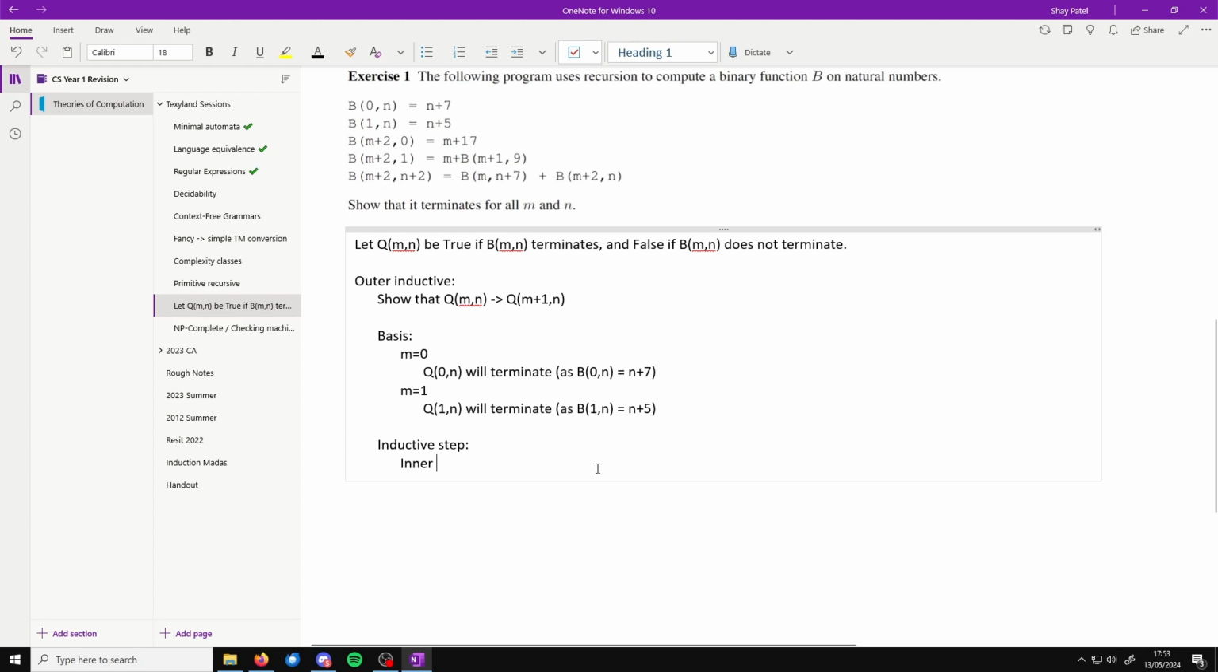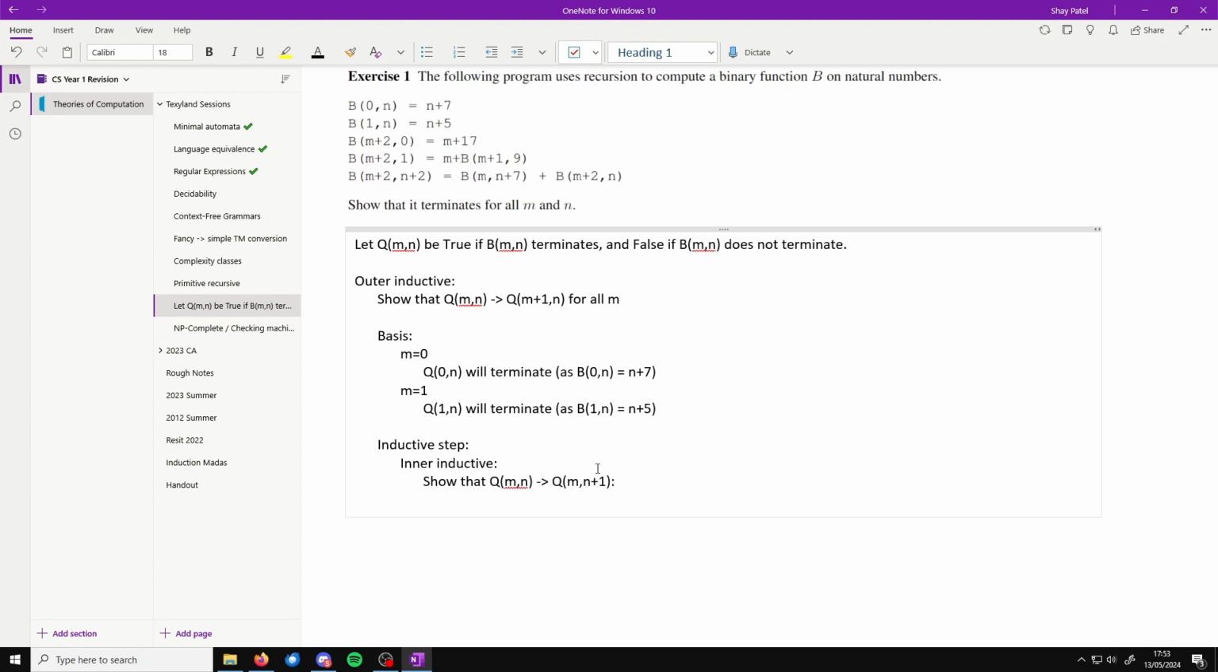Now we're going to use an inner induction here. We're going to show that q of m n... Wait, let me think about this. Okay, so we've proven that. We want to show that q of m n... Ooh, okay. This is actually going to be for all n, so that q m n implies q m n plus 1. Oh no, this would be for all m actually.